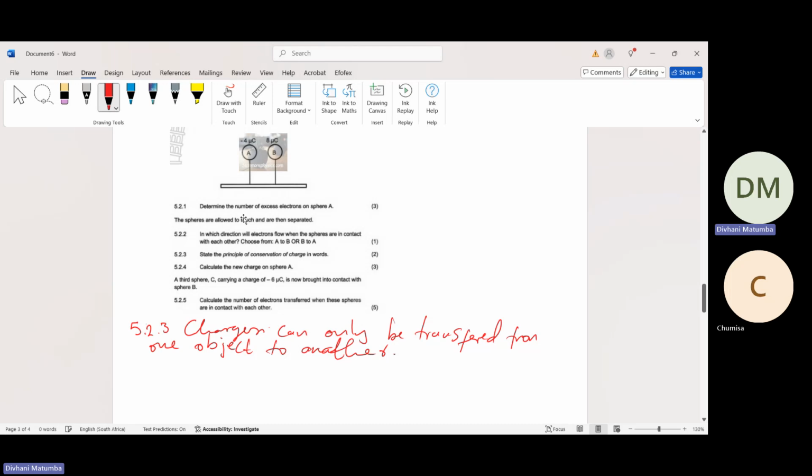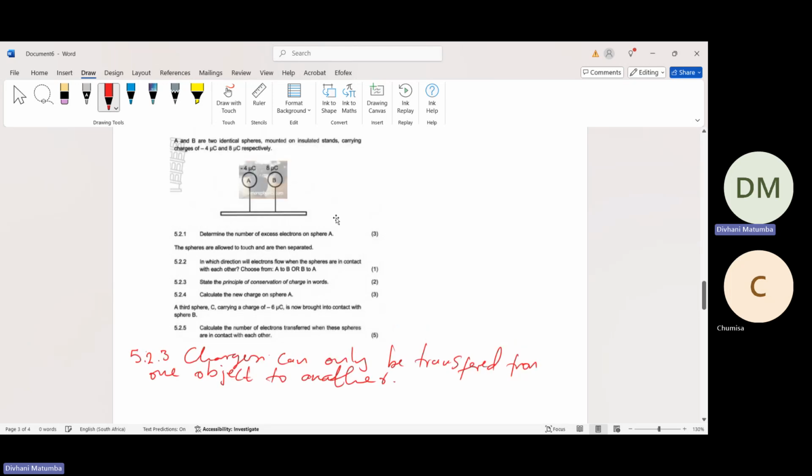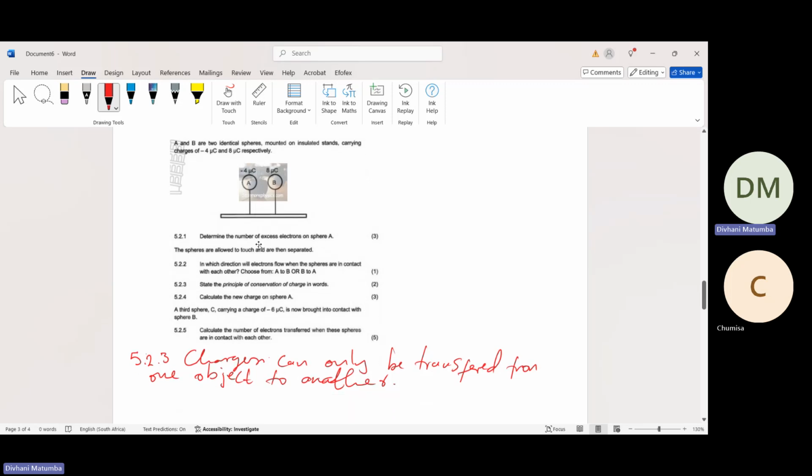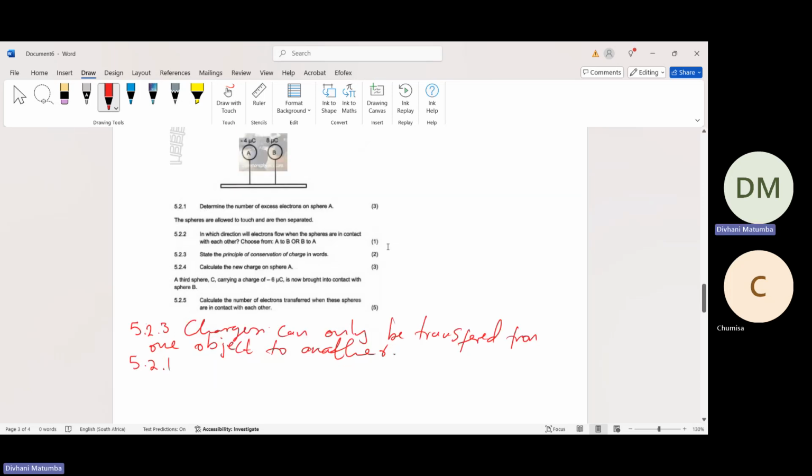Determine the number of excess electrons on sphere A. Sphere A, how many electrons do we have that are in excess? What is the formula for calculating the excess number?